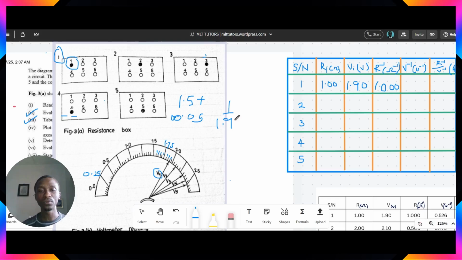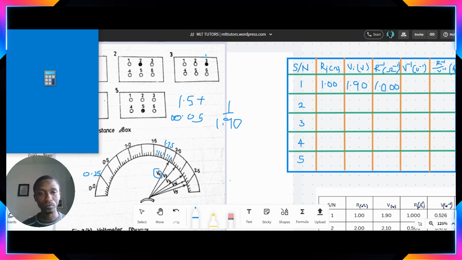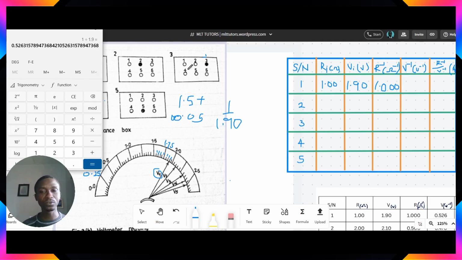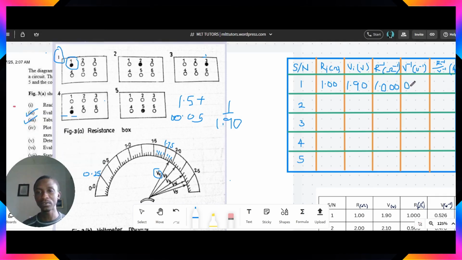Then to do V inverse, that will be 1/1.90. So to do that, let's quickly use our calculator. Okay, I have it here now. So I'll do 1 divided by 1.90. And what's that value? That's actually 0.526.